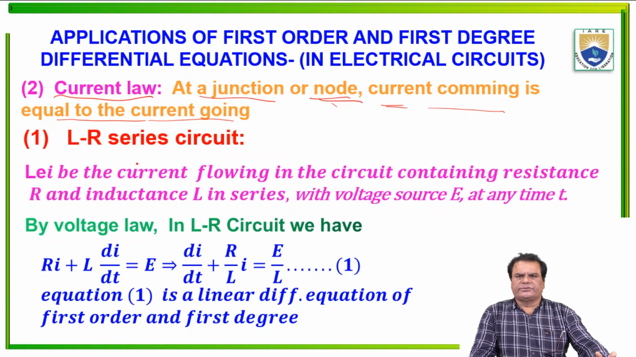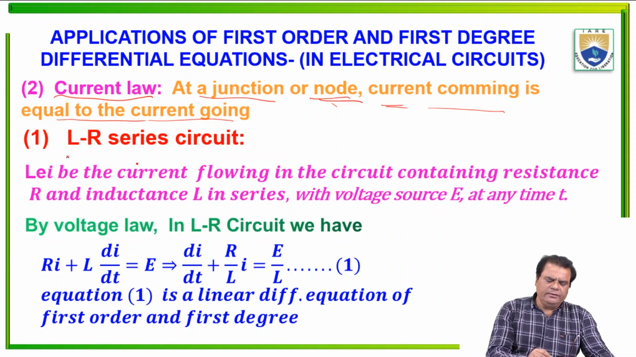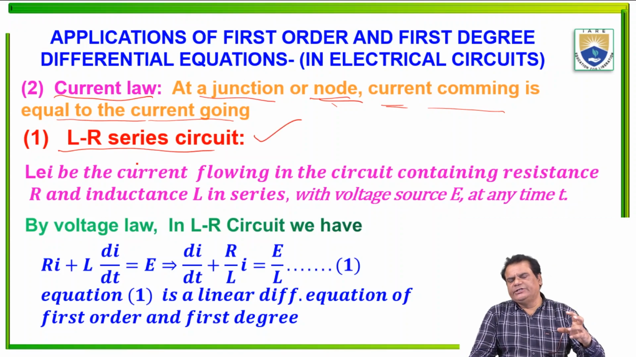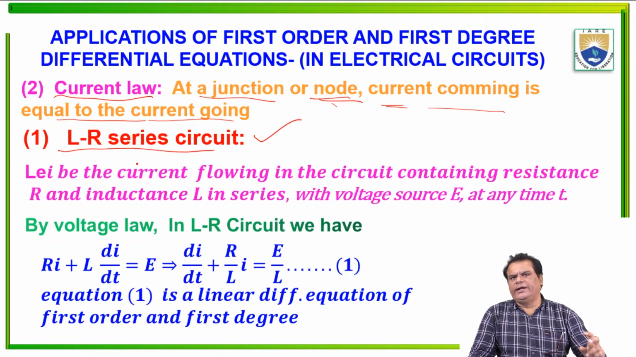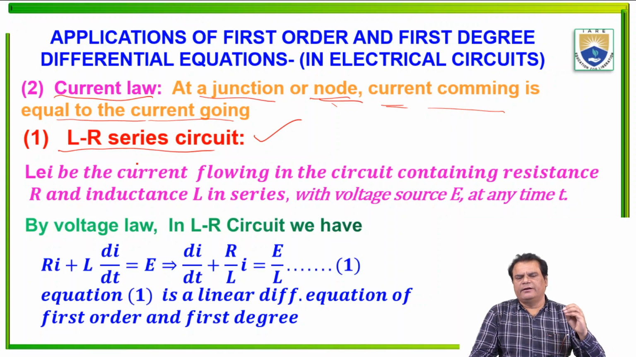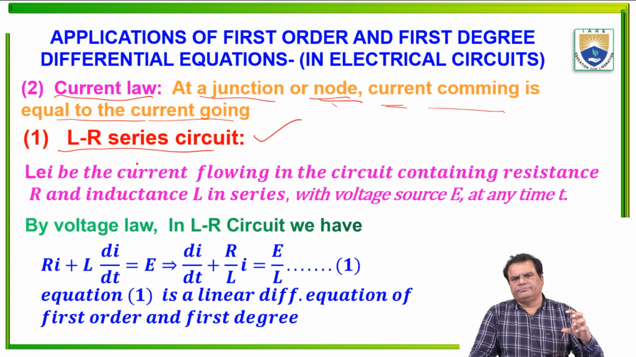in electrical circuits, there are two main circuits. Number one, the LR series circuit. LR series circuit means there are two components, L meaning inductance and R meaning resistance, which are added in series in a circuit. This will be a series system. So L is inductance and R is resistance, taken in a circuit as a series.